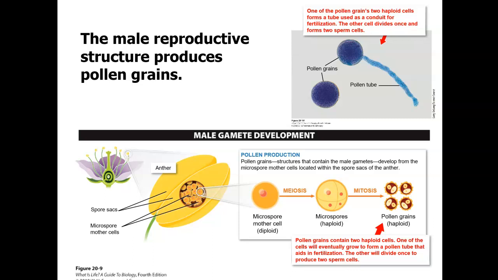So these pollen grains contain two haploid cells each, if you look at it. Each one's kind of shaped a little different. One of those cells will eventually grow to form a pollen tube that's going to aid in fertilization, and the other is going to divide once to produce two sperm cells.